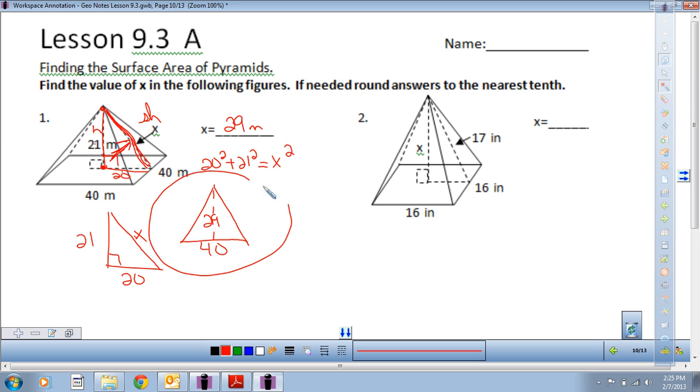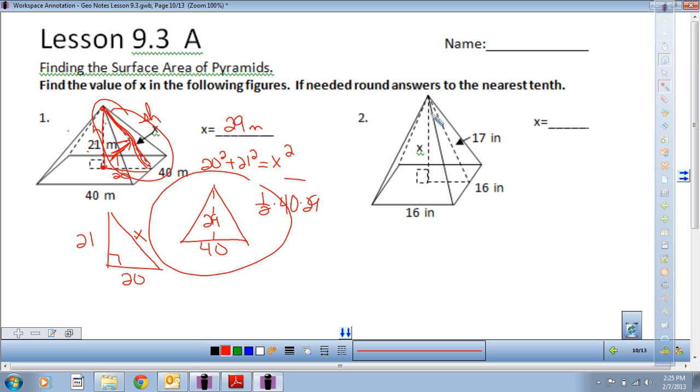So if we were to calculate the area of this triangular face, we would need to know that slant height. And then all we would have is 1/2 times 40 times 29. We could calculate the area of that triangle. Now if you visualize this, we actually have 4 of those triangles around that pyramid. And that's what we're getting into today.